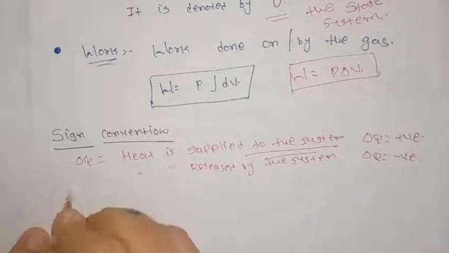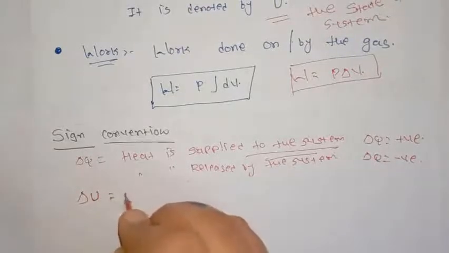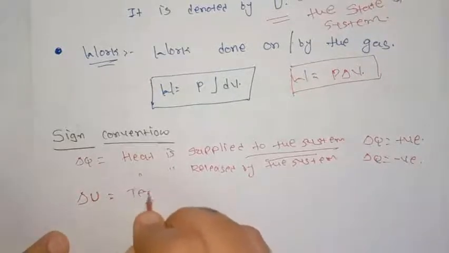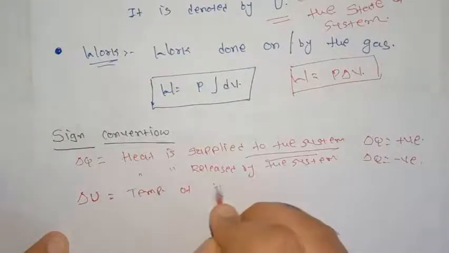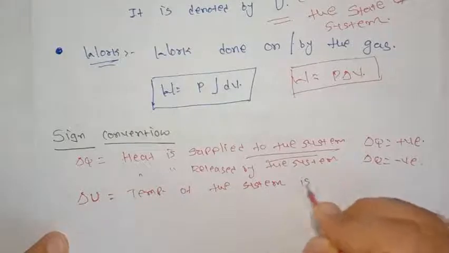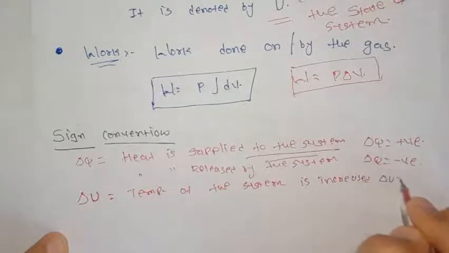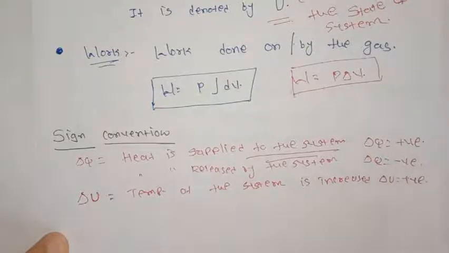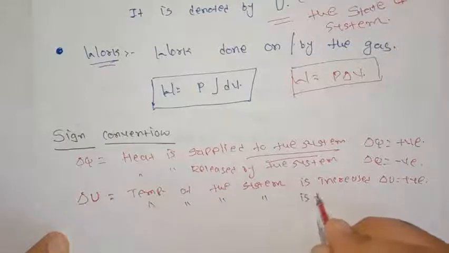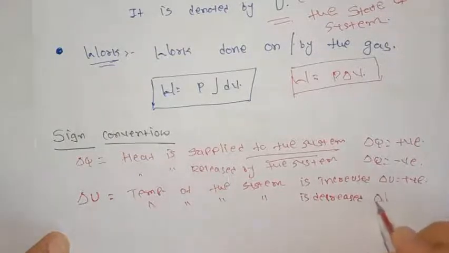Now, the internal energy, delta U. If the temperature of the system is increased, then delta U is taken positive, and if the temperature of the system is decreased, then delta U is taken negative.